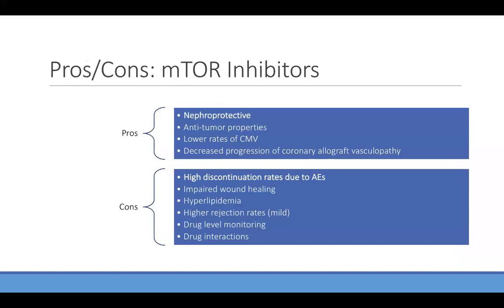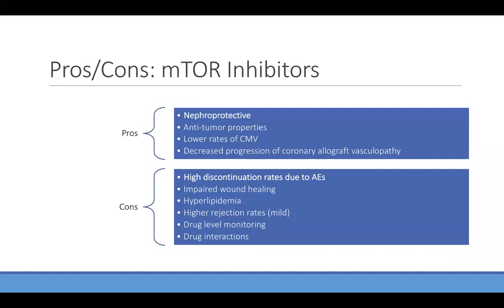So in terms of pros, when we would use our mTOR inhibitors, they're nephroprotective. So they don't have the nephrotoxicity that our CNIs have. Like I mentioned, it also has anti-tumor properties, low rates of CMV, and decreased progression of our CAV. But it has high discontinuation rates due to adverse effects.